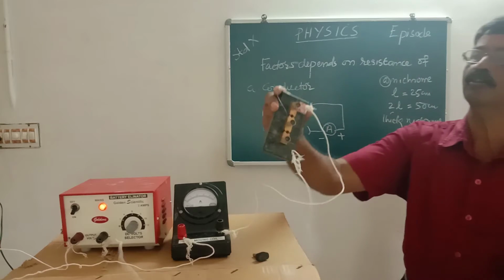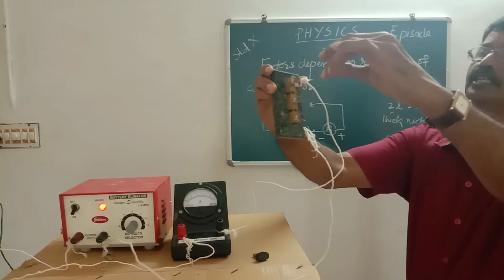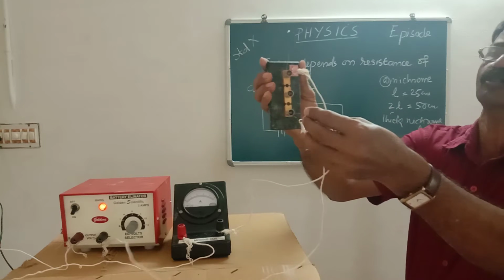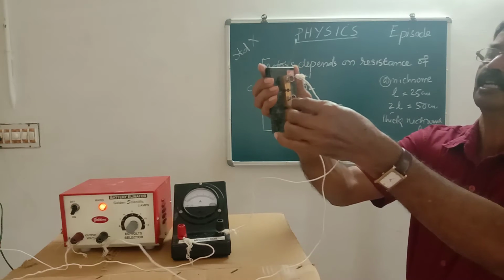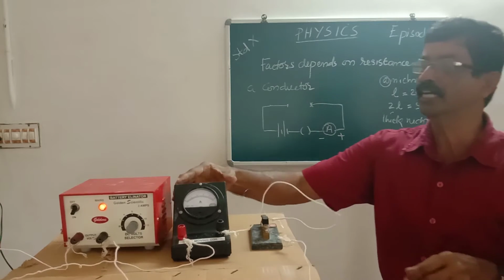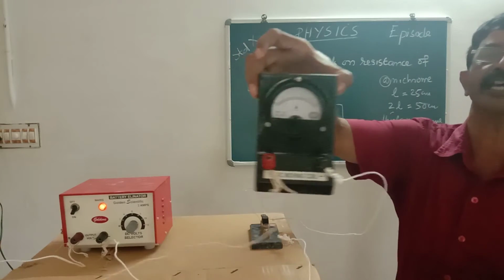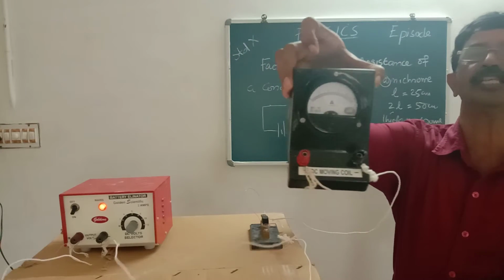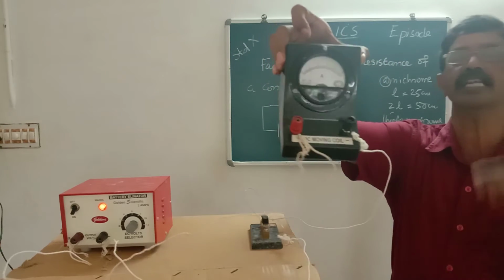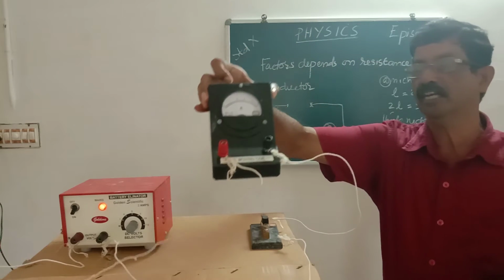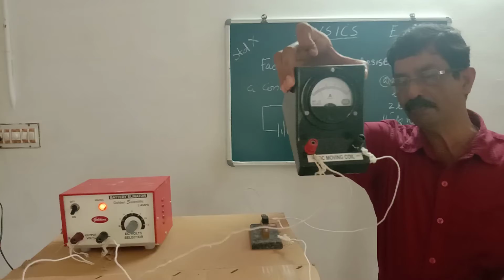See, now the nichrome wire is in the circuit, and now I am going to put the switch on. Now the switch is on. See the current in the ammeter. Can you see the current in the ammeter? You can see the current now is 1 ampere. See, the needle is at 1 ampere. Okay, now the current is 1 ampere.